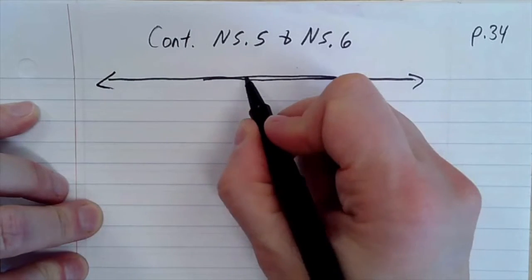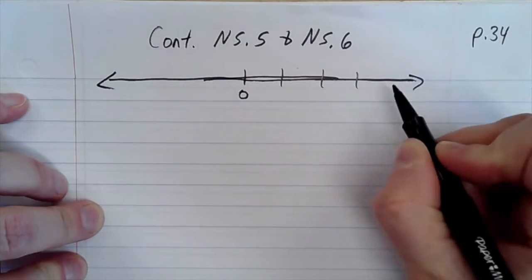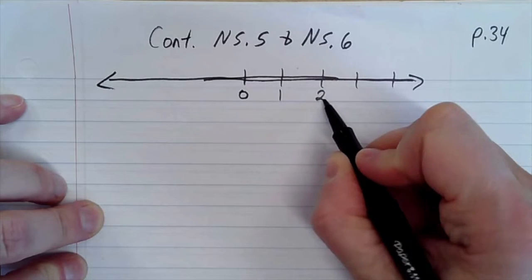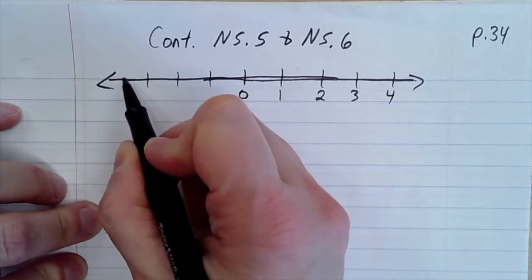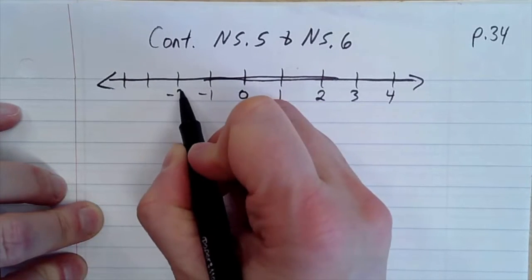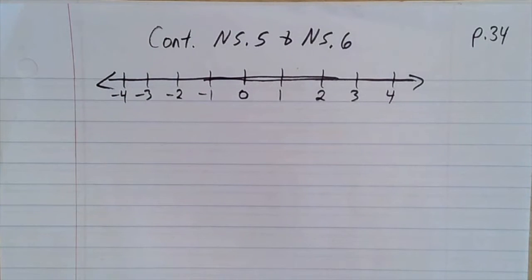I'd like you to put 0 right there, and then 1, 2, 3, 4. Try to make them evenly spaced. Same thing, other way. Try to make them evenly spaced. So you got your positives to the right, your negatives to the left.